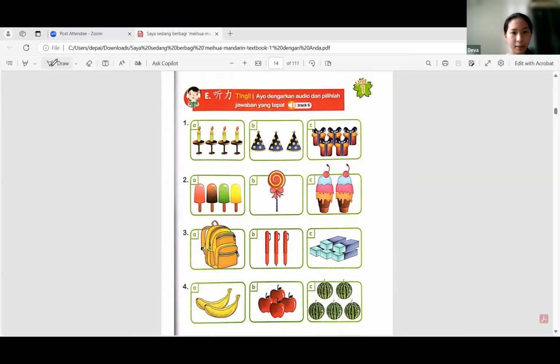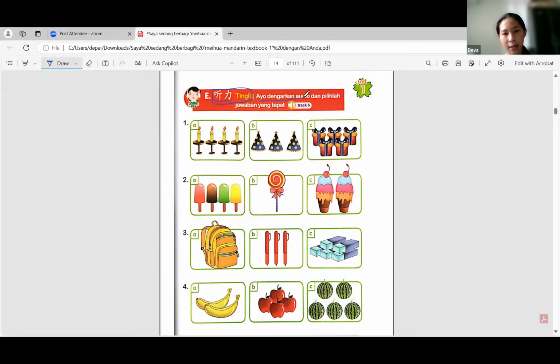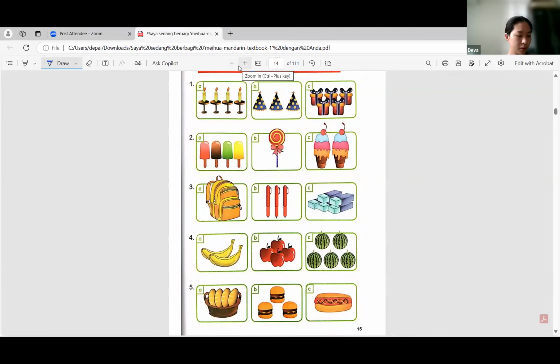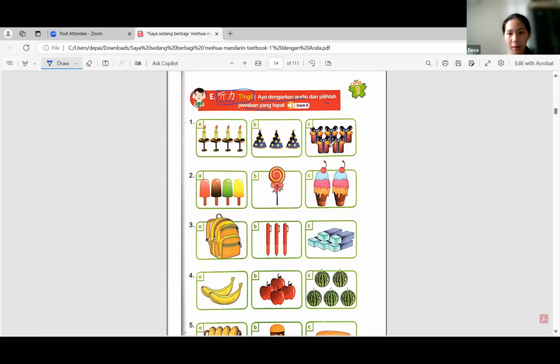Di sini perhatikan Laoshi. Ada tingli, yaitu kemampuan mendengar. Jadi di sini perintahnya, ayo dengarkan dan pilihlah jawaban yang tepat. Jadi di sini adalah soal, dari nomor 1 sampai 5. Jadi ada 5 soal.